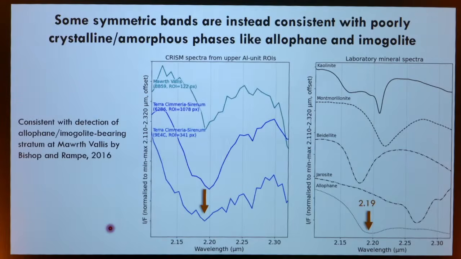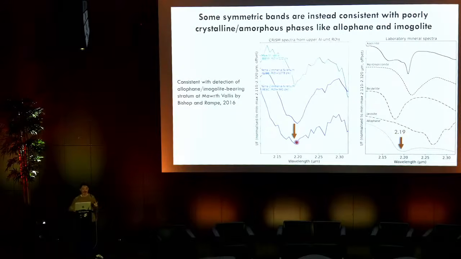And then finally, we do see some other symmetric bands with band centers about 2.19 microns, and these might be consistent with poorly crystalline or amorphous phases like allophane and imogolite, which has very different environmental implications where we detect this, but is consistent with previous detections by Janice Bishop and Liz Rampe in Marth Vallis.